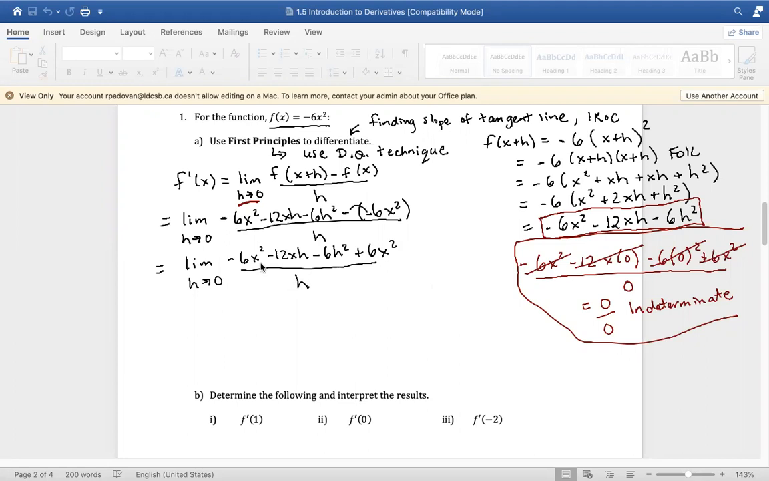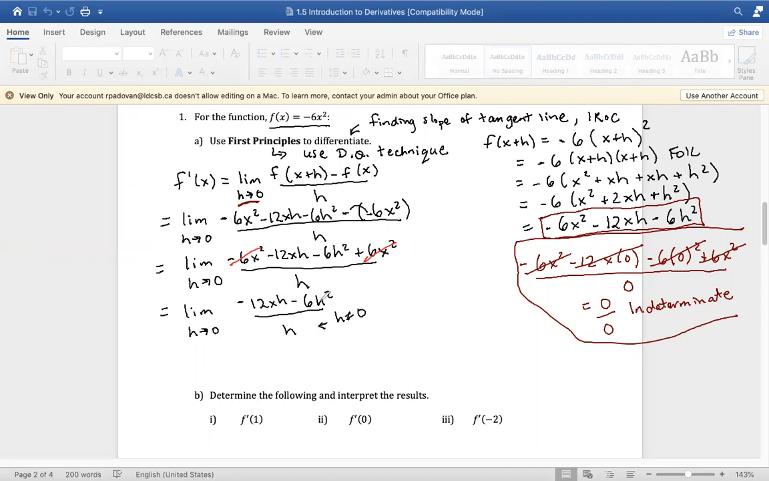So then we would have negative 6x squared and positive 6x squared. And I think that's as far as we can go. So that's fine. That's simplified a little bit. So now we have the limit as h approaches 0 of negative 12xh minus 6h squared divided by h. And what we want to do is get rid of the h in the denominator. Since h cannot equal 0, is there a way we can get rid of the h in the denominator and then not have to worry about it?